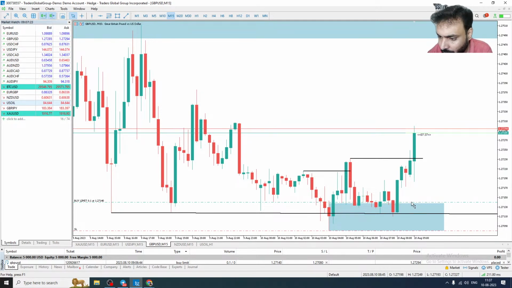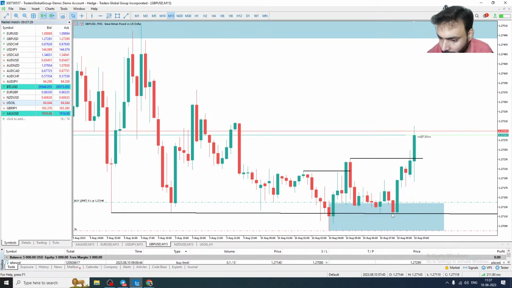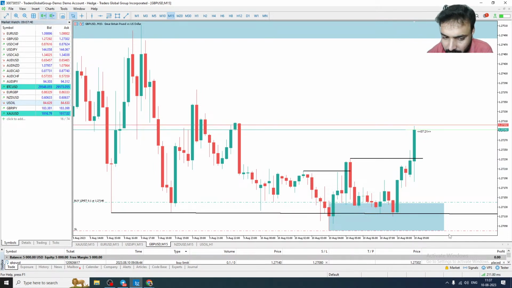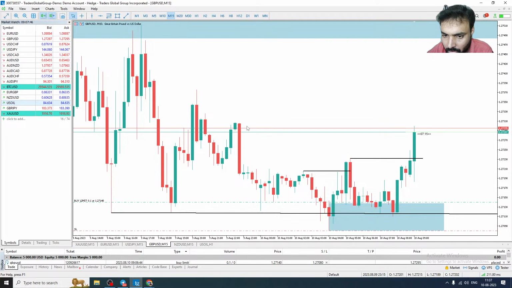So why did I put it here? There is a chance this order block can work, and there is a chance it can come to the 50% of this level also. Since the stop loss is okay, $6, that's okay. So we are taking the trade here. So it's reacting from here.